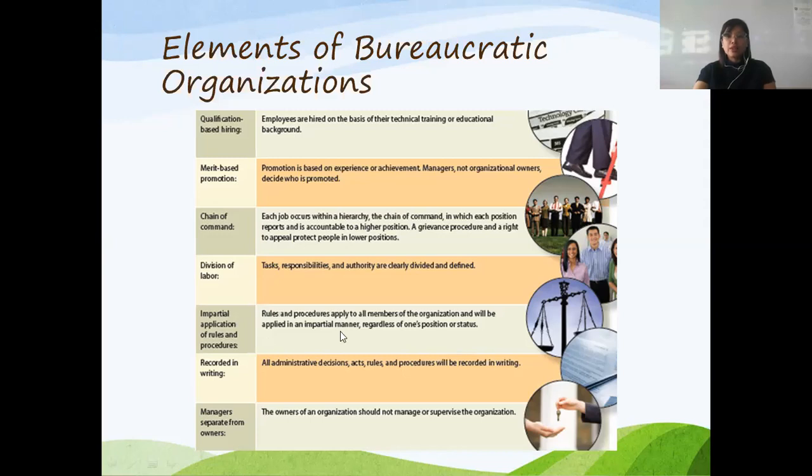naman, lahat ng rules and regulations, rules and procedures ay dapat i-apply to all the members, no? Hindi lang dun sa nakakataas or hindi dahil sa nakakataas siya ay hindi nakasali dun sa rules. So the rules are implemented equally to all the members regardless of one's position or status. Then recorded in writing, so all the administrative divisions, decisions, acts, rules, and procedures will be recorded in writing.